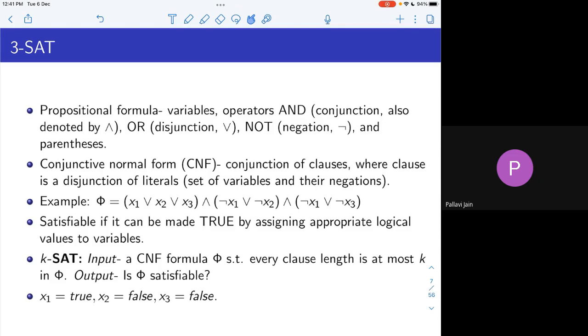Okay. So now the question is, can you give me a trivial algorithm, like the basic algorithm that comes to your mind for this problem? So suppose we are in the 3-SAT problem. You are given a CNF formula. Each clause contains at most three literals. And you have to find out, is there a satisfying assignment or not? Can you give me a trivial algorithm that comes to your head?